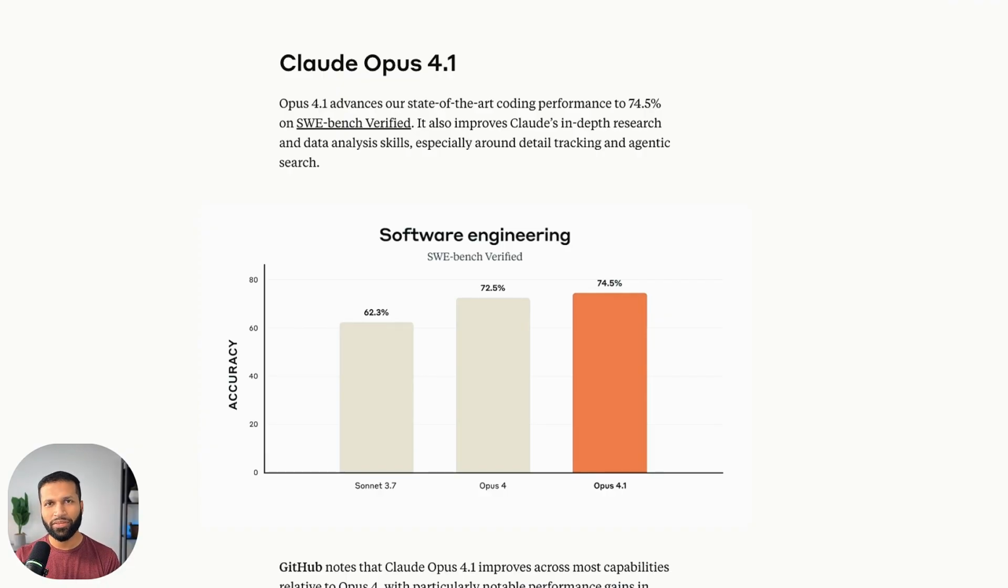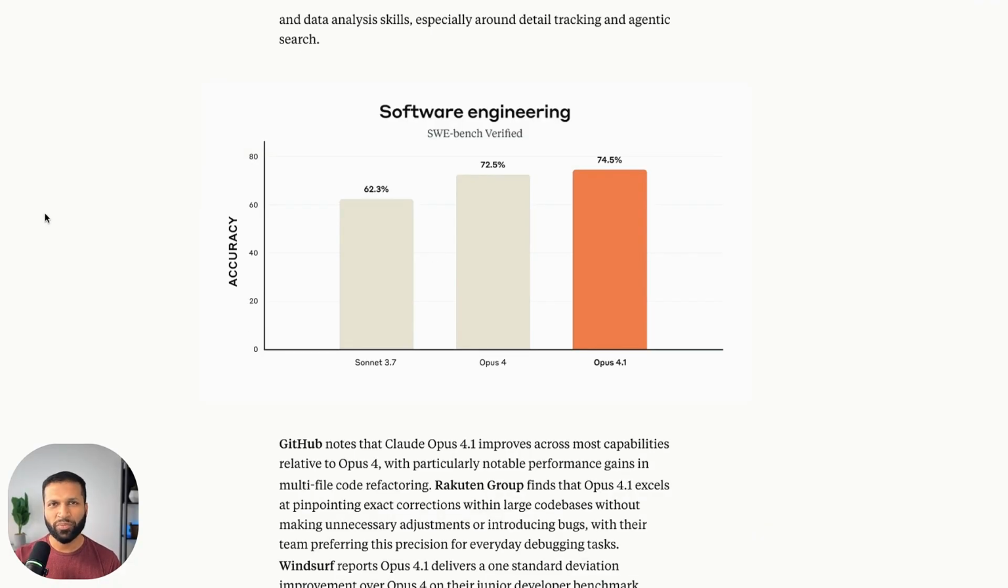Now, something else that was launched is Opus 4.1 from Anthropic. This is the best coding model out there, but it definitely comes with a price tag. So if you have a Max plan from Anthropic, this is the model that you want to use.